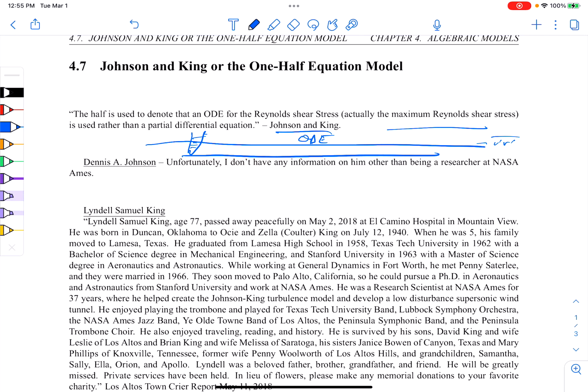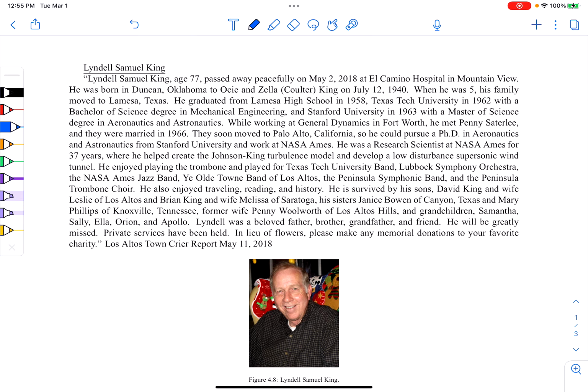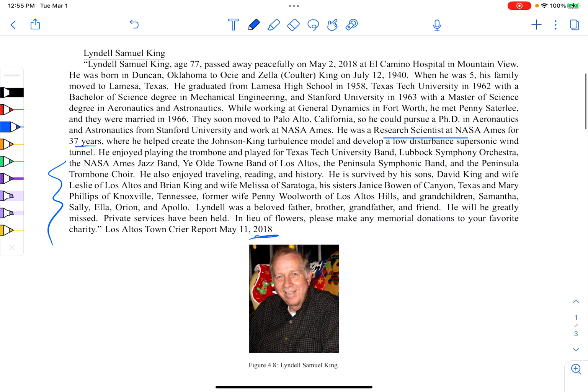Who are the people who created this model? Dennis Johnson, I don't know much about him. I looked online some and I sent an email to a few friends and I haven't heard back yet. The second author was Lyndall King, and he got his graduate work, Ph.D.s, through Stanford Aeronautics and Astronautics, and then he became a research scientist at NASA Ames Research Center for 37 years, working in the same CFD group. And so this is all from his obituary. He actually passed away 4 years ago in 2018. That's too bad. That's him enjoying retirement, looks like.